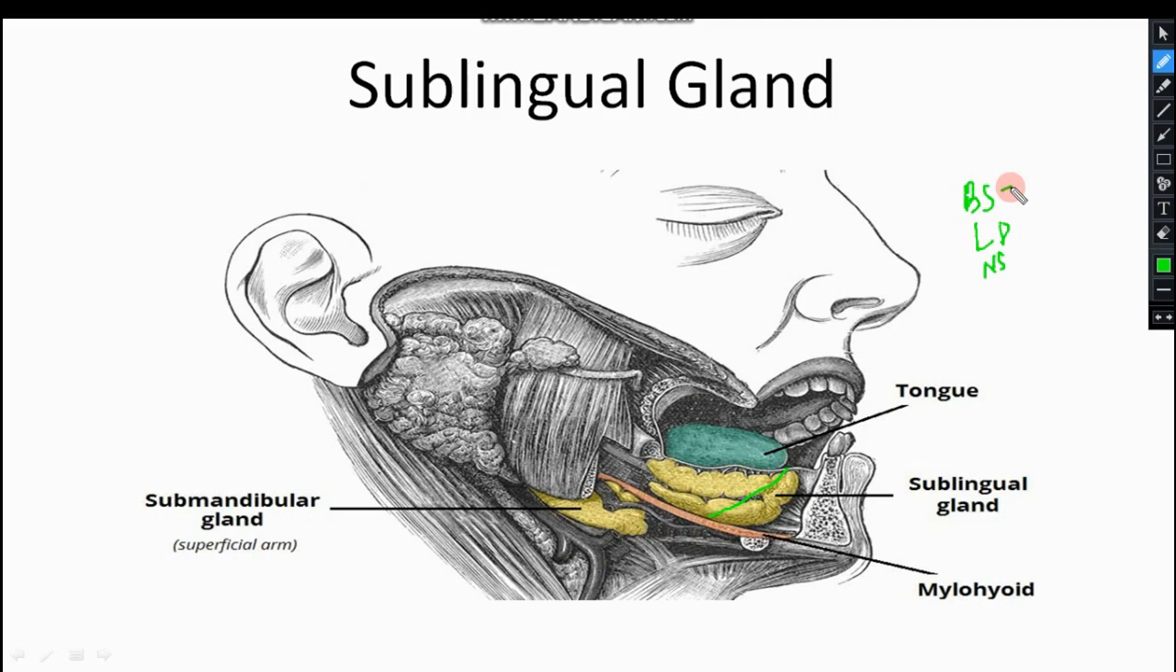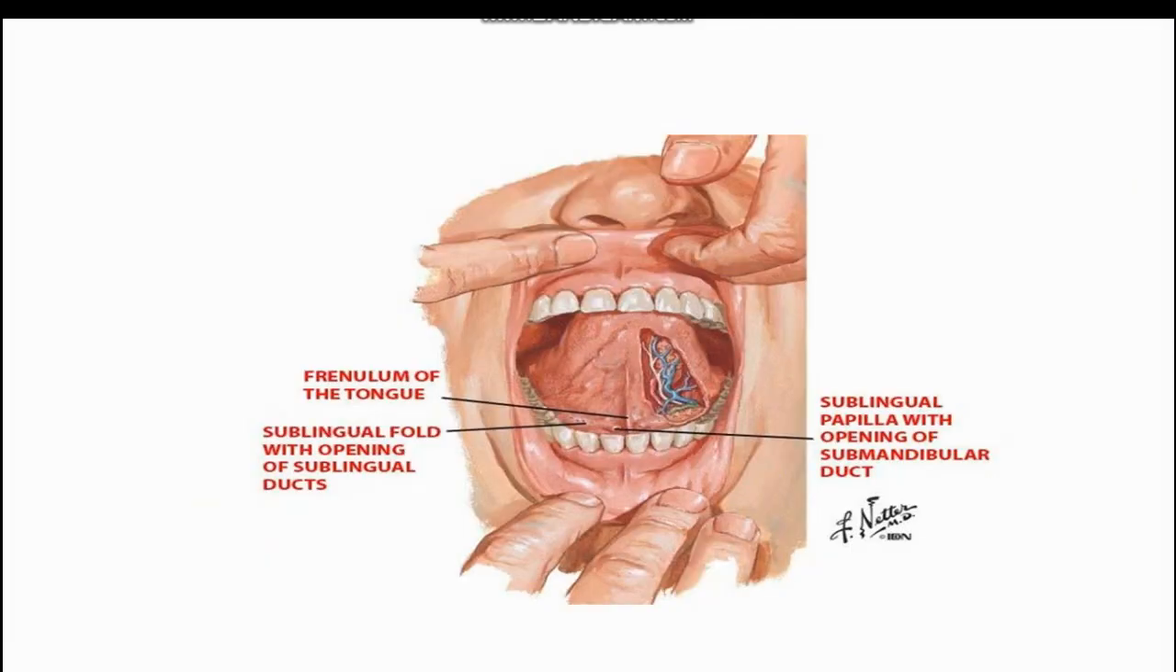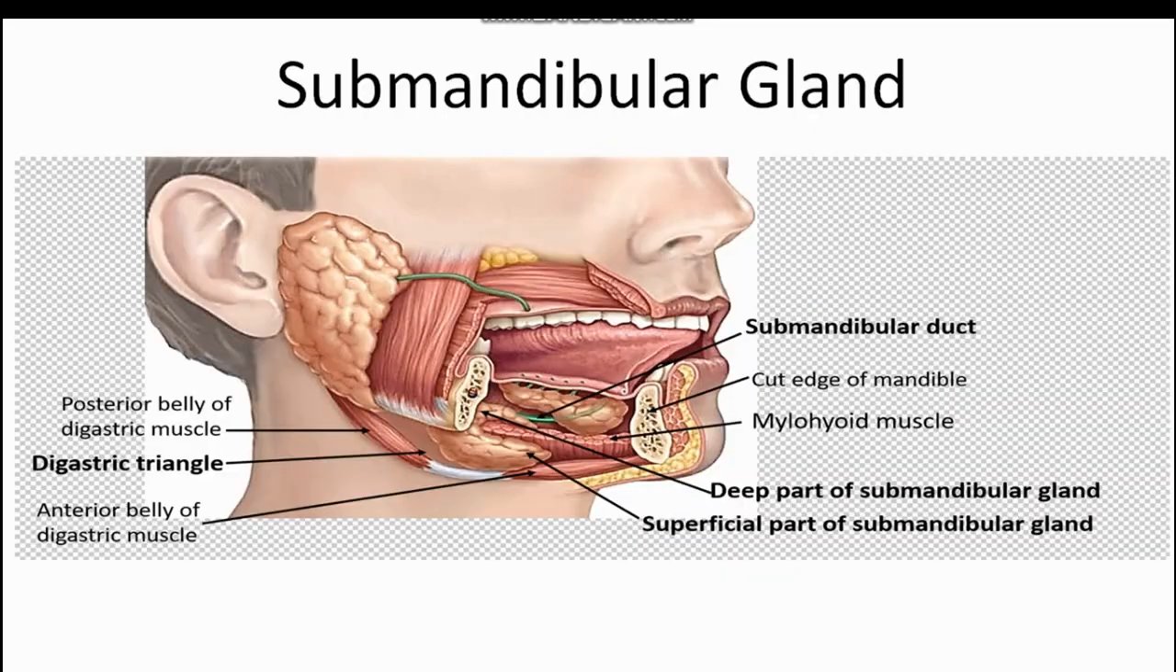Clear? We are going to talk about the nerve supply in detail in the submandibular gland, so there we will discuss it. Here I want to show you in this image the sublingual fold, with the opening of the sublingual duct. Just now we talked about the sublingual fold; here you can see a small, fine opening. So these are the openings of the sublingual duct.